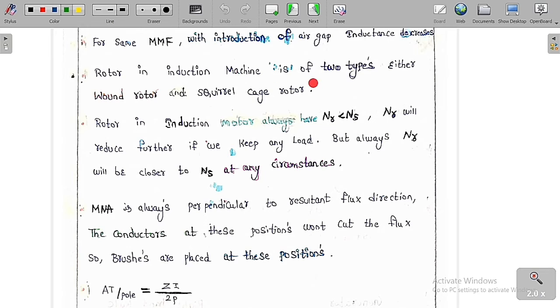Rotor in an induction machine is of two types, either wound rotor or squirrel cage rotor. So in the induction machine, there are two types of rotors. One is called the squirrel cage rotor, and the other is called the wound rotor, or simply we can say slip ring induction motor or slip ring rotor. Means we are going to use the winding on the rotor for increasing the starting torque.